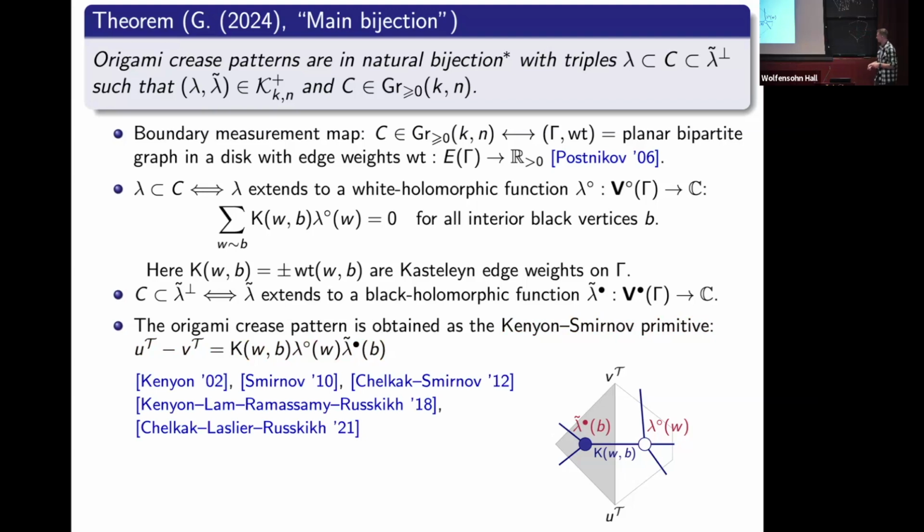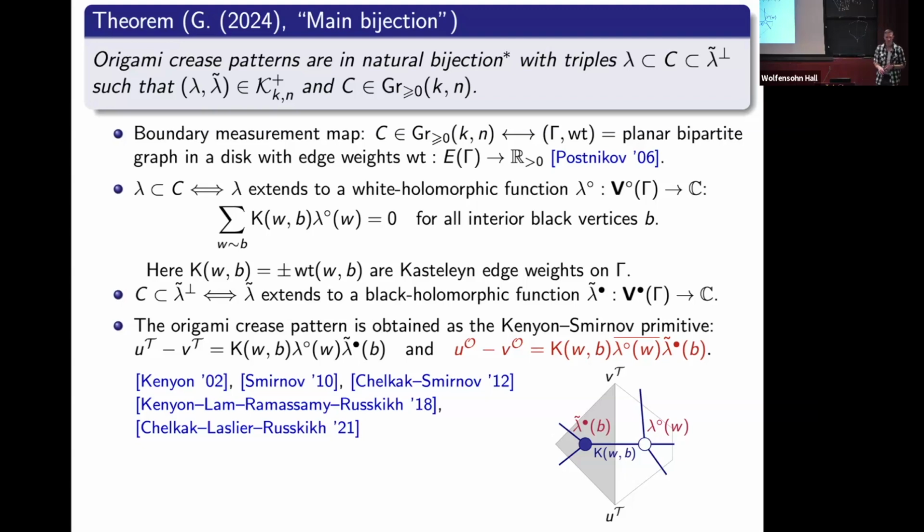First of all, Kenyon did this for the dimer model on the square lattice, and then Smirnov used it for the conformal invariance of the Ising model, and then it was generalized in these papers. So this construction here is really from these two papers. And as for the angle condition, first of all, the origami map is very nicely obtained: you just take the complex conjugate of the white holomorphic function.